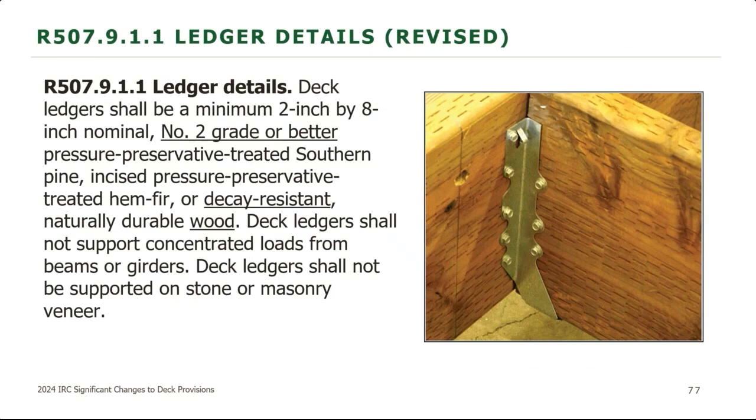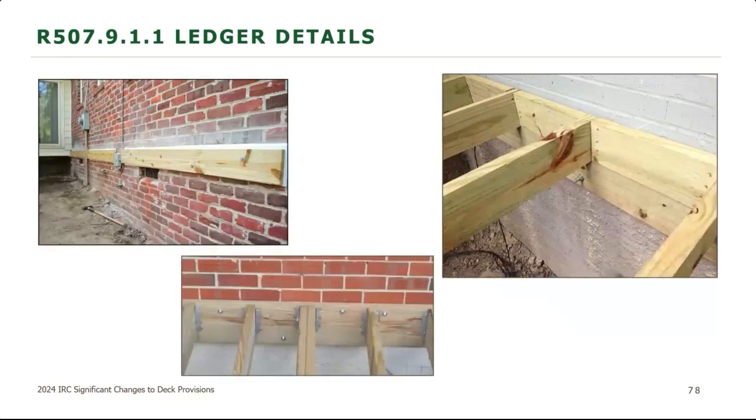And then deck ledgers shall not be supported on stone or masonry veneer. A very important point when you're talking about ledger details. And here's that connection. So if you do have a stone veneer or a masonry veneer, you have to figure out some way to alternatively support that ledger. So you can go into solid concrete. You can remove some of that brick and put some backer boards in there. But again, you need to actually get that into a structure and not into the veneer.